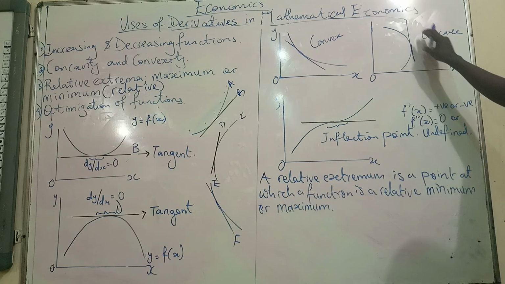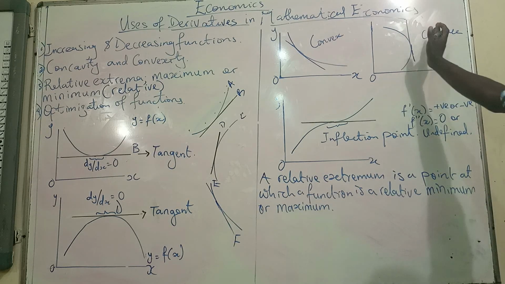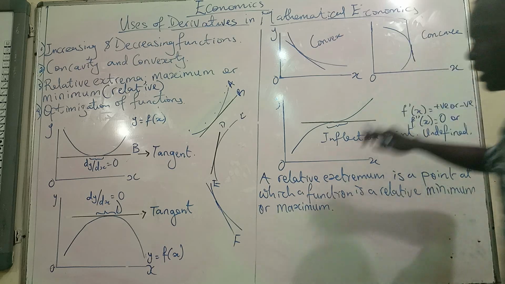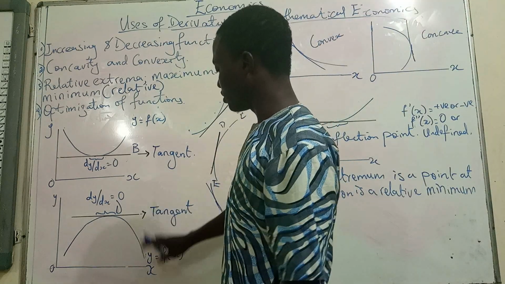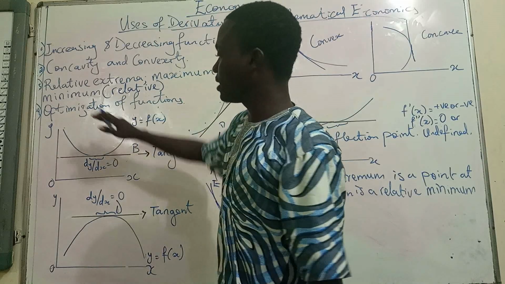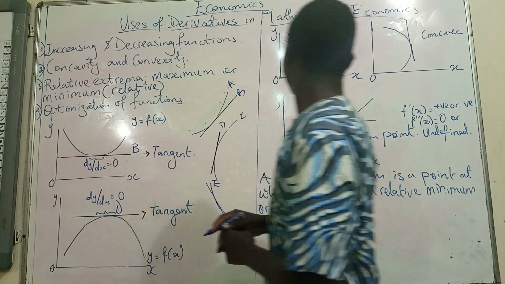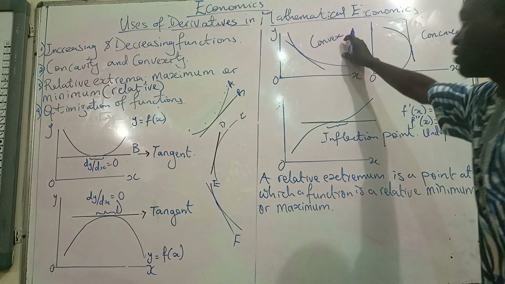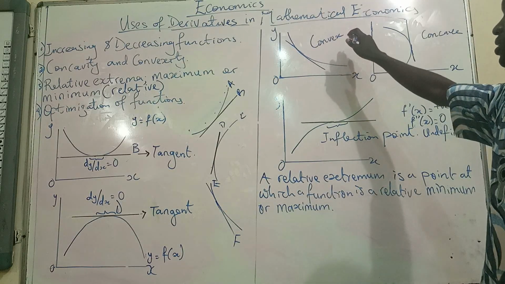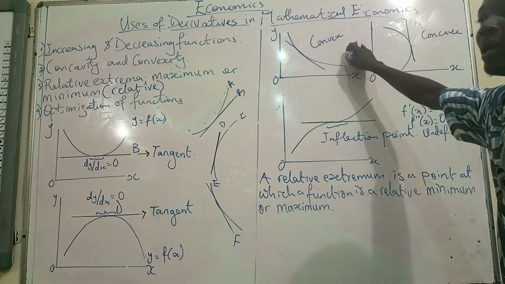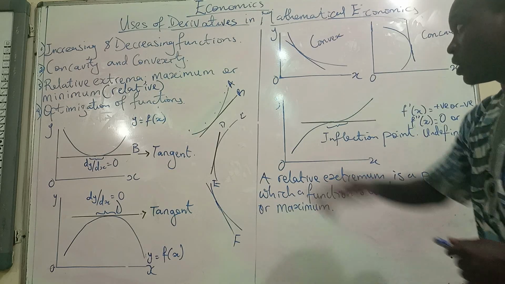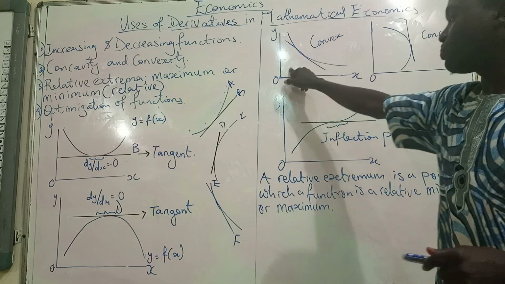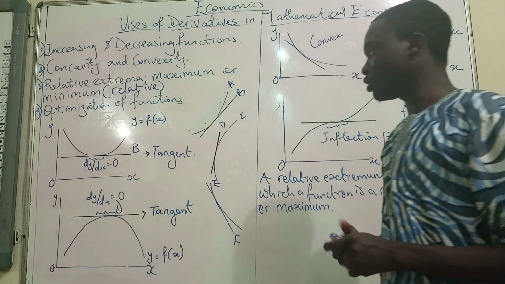So when it is below the tangent, it is concave. Look at here, it is inside the tangent, so it is concave. Here it is above its tangent, so it's convex, and here it is also above its tangent, so it's convex. That is the reason why one of the properties of an indifference curve is that it is convex to the origin.